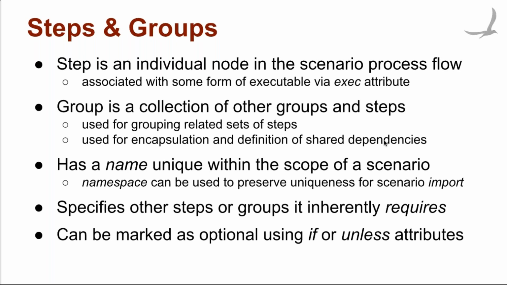So we actually have a namespacing construct, so that you could define two individual scenarios which both define the same step within them. But if you were to then include them and put them together, you would have a name collision. When you do the import, you can specify a namespace, saying nest this into some other namespace, and it'll all link together correctly. So the steps and groups can explicitly define requirements via the requires attribute, and they can also be optional. There can be an attribute that says if this or unless this.